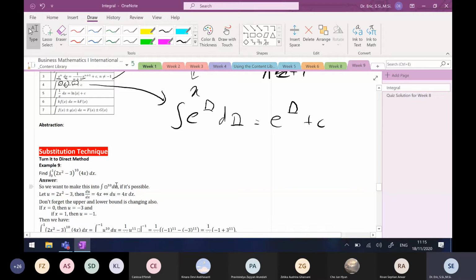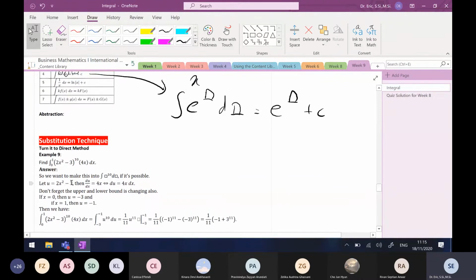d square, if this is possible. Is it possible? Let's see. Let u equal the square. The square is 2x squared minus 3. Why? Because we want to make it something to the power of 10, so something should be u, the square. So u equals 2x squared minus 3. I want to find du dx, that is the derivative of 2x squared minus 3 with respect to x, which is 4x. Okay, yeah?